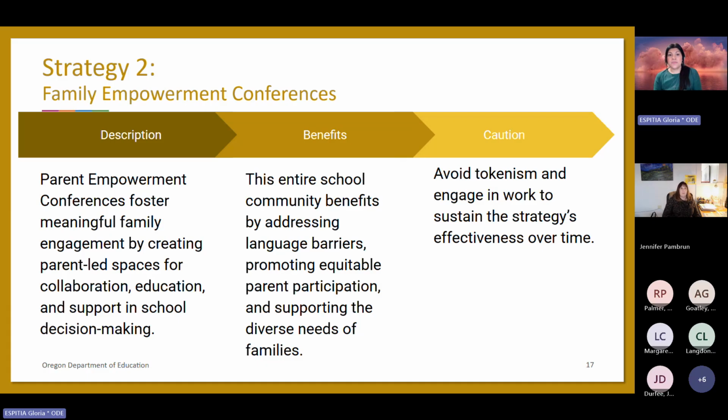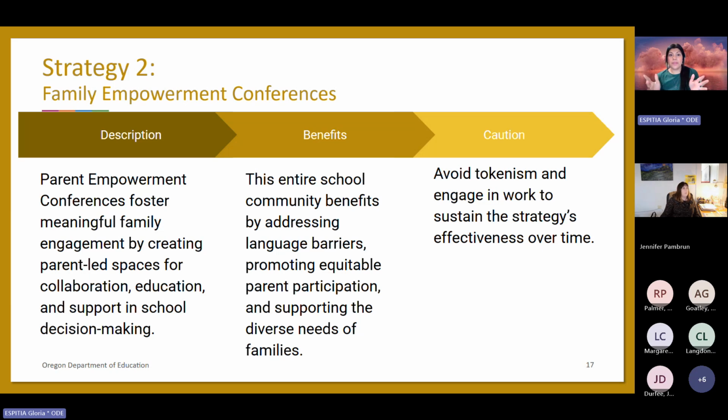So the benefits of these are that the entire school community benefits from this strategy as it supports system change by addressing language barriers, promoting equitable partnerships among parents and caregivers, while being responsive to the varied needs of the communities.